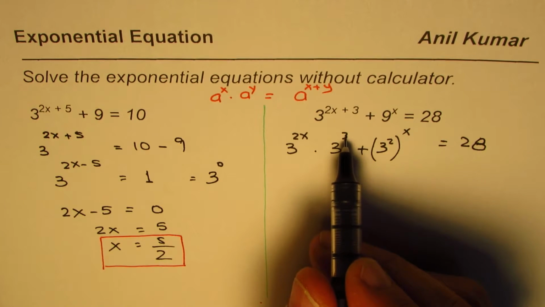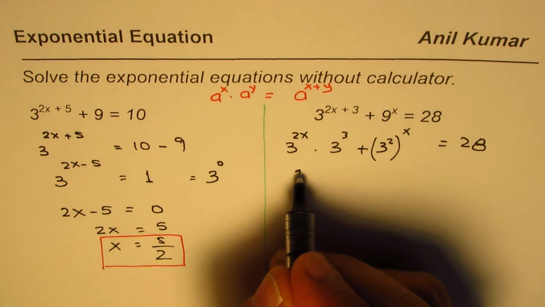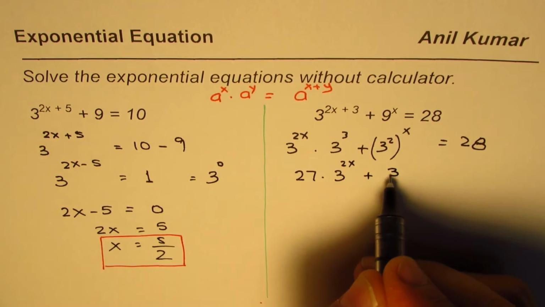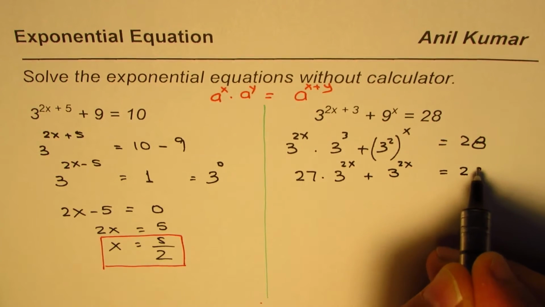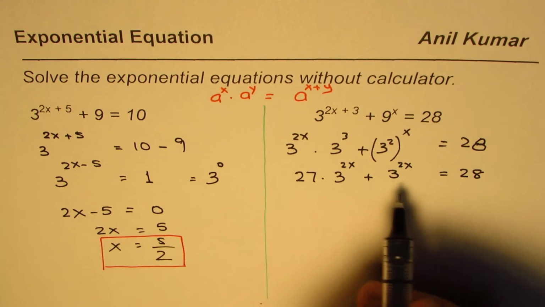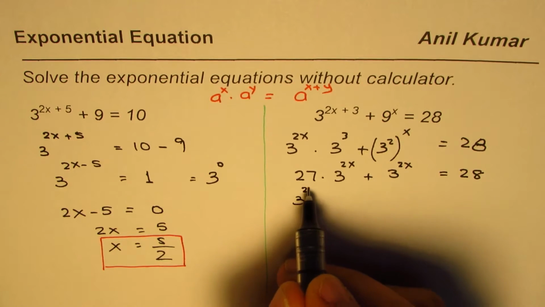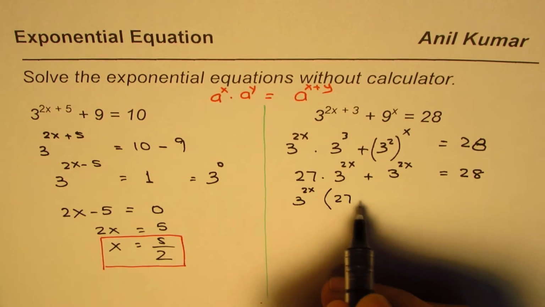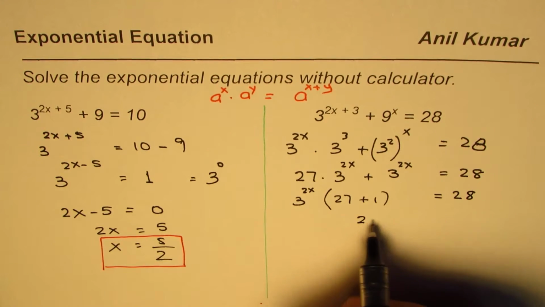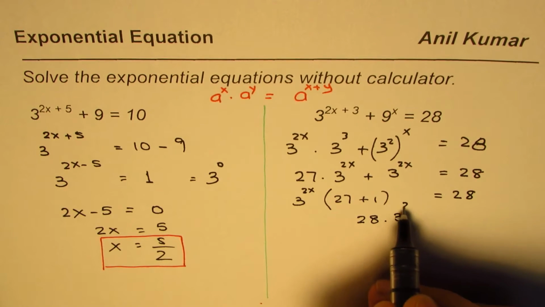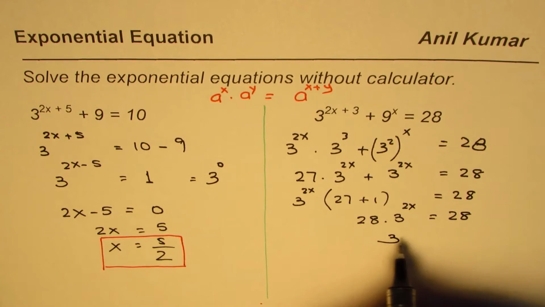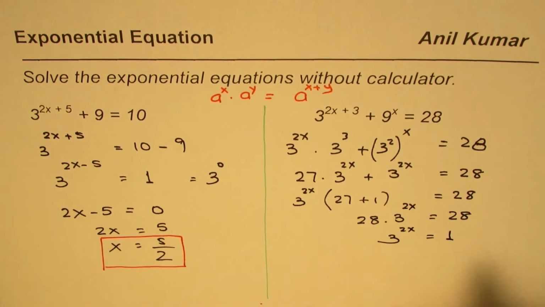Now 3 cubed is 27. So we could write this as 27 times 3 to the power of 2x, plus 3 to the power of 2x, is 28. Now you can combine the like terms. Both are 3 to the power of 2x. Sometimes you may prefer to factor 3 to the power of 2x and then say, well, it is 27 plus 1. That is also correct. So either way, what you get is 28 times 3 to the power of 2x equals 28. Now you can divide by 28 on both sides. So we get 3 to the power of 2x equals 1.